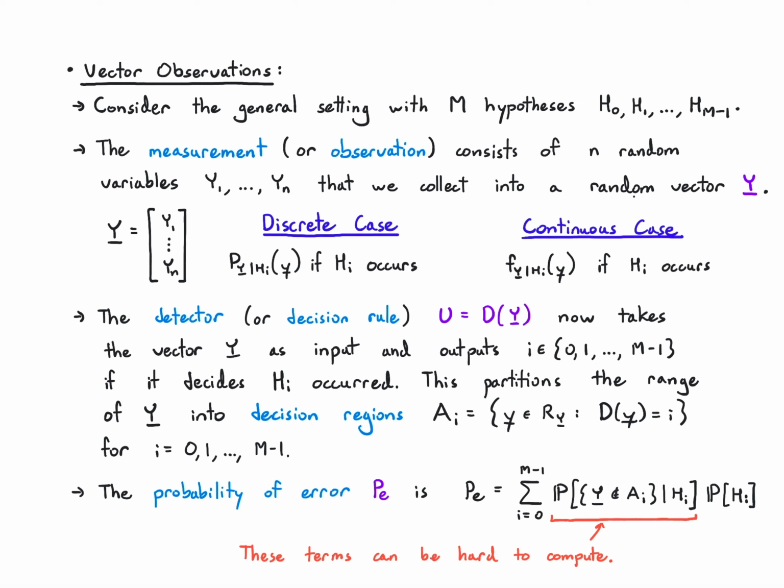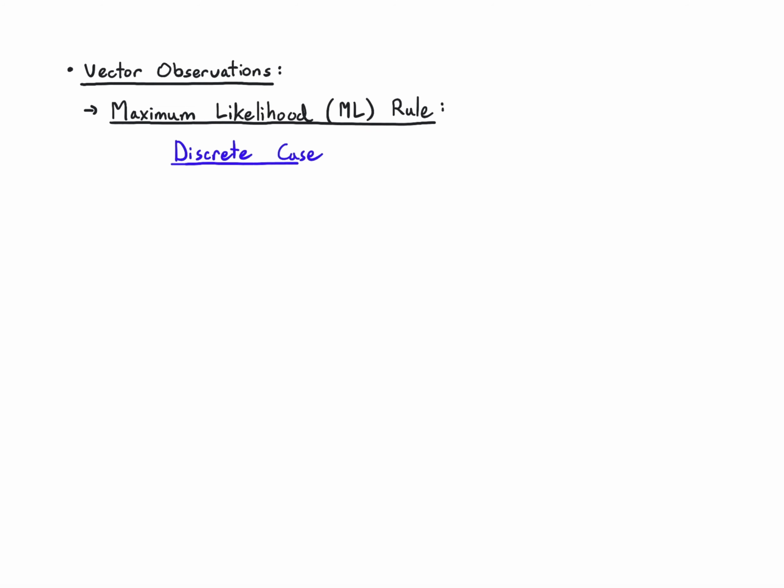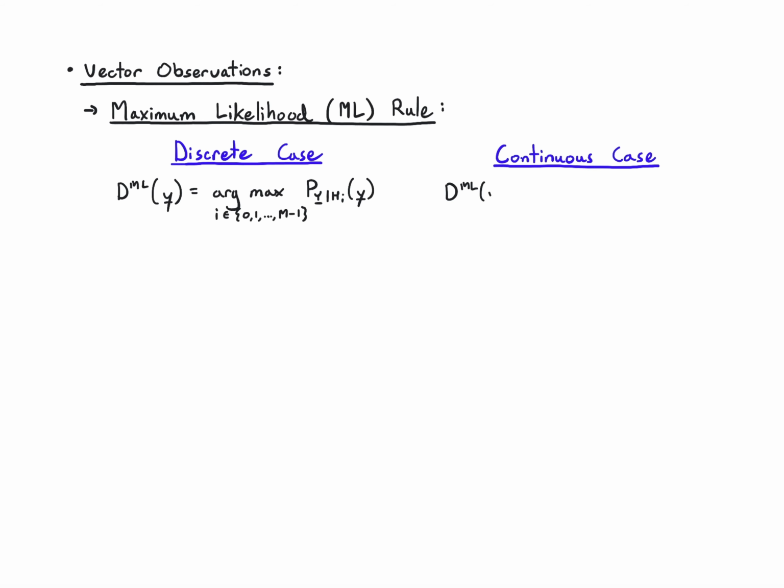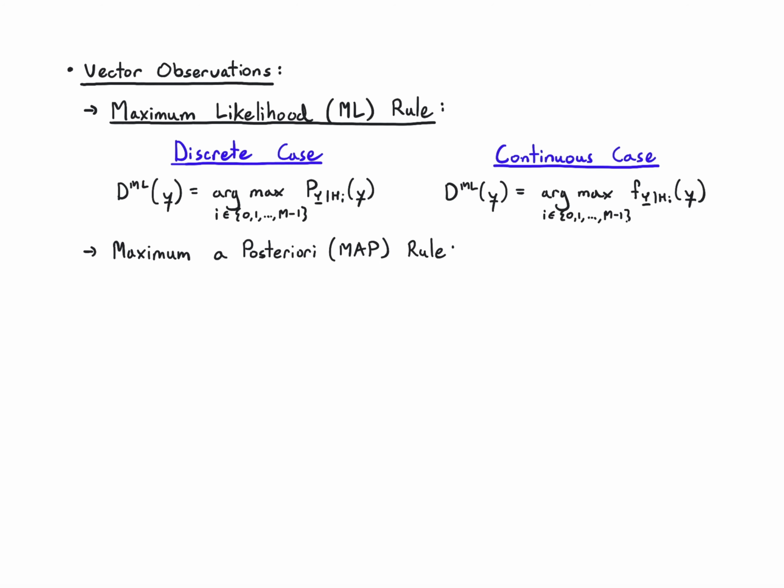What we're going to do is just write out the ML and MAP rule. This is actually going to be pretty simple. All we're going to do is just use our nice argmax notation. So D_ML is going to be argmax of i going from 0 up to M minus 1, again plugging my vector into this conditional PMF. Continuous case is going to be the same thing. Plug into the conditional PDF, choose the largest value. MAP rule, again, we're going to use this notation. We're going to get a really compact formula. It's going to be the best possible thing I can do, assuming I know the hypothesis probabilities.